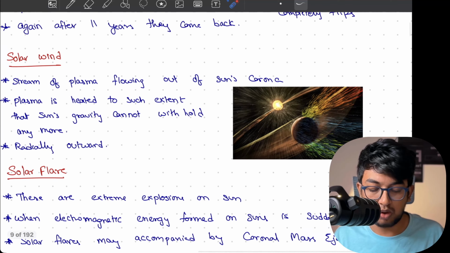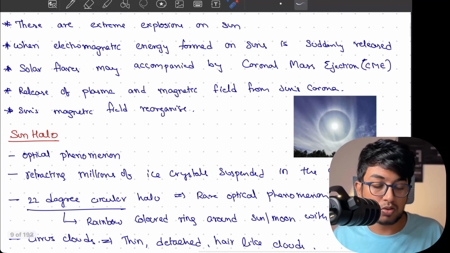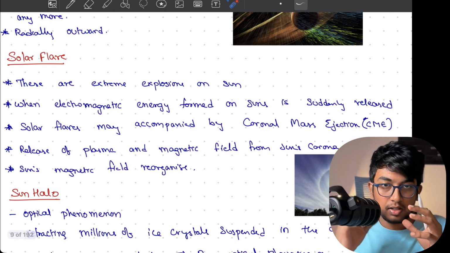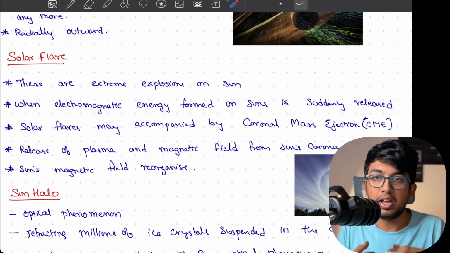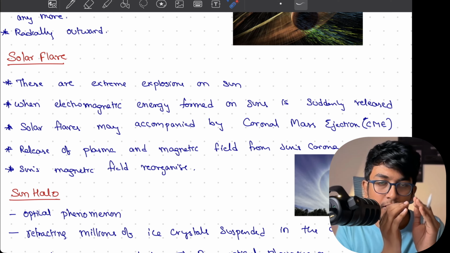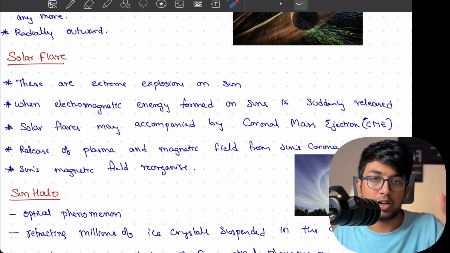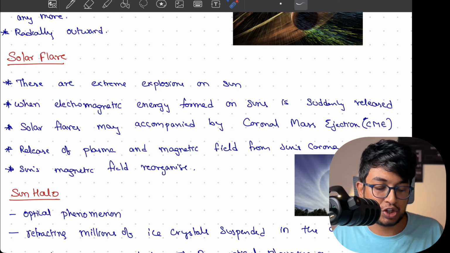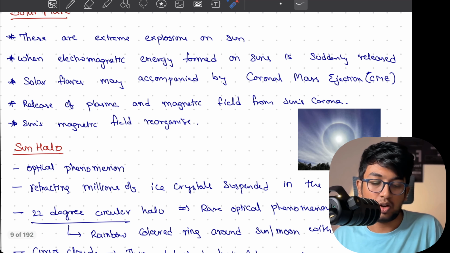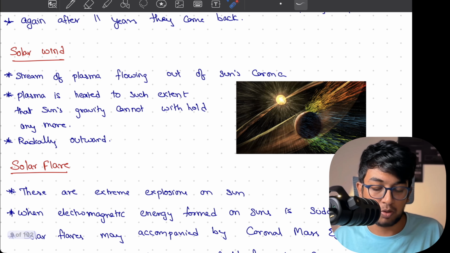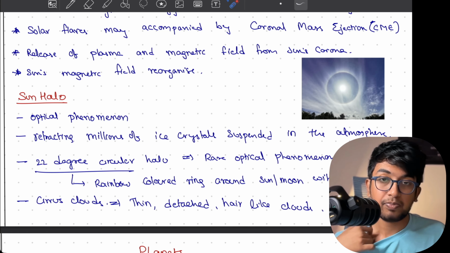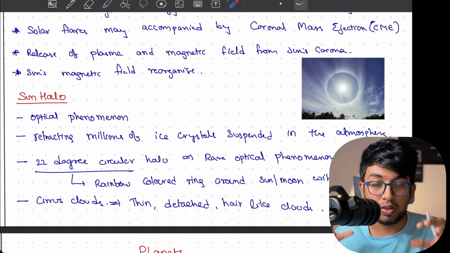Solar flares, as I told you here, will also accompany these solar ejections, whatever the ejection of electromagnetic energy is. Then the solar flare will be accompanied, and that starts from the corona, so it is called coronal mass ejection. So the plasma we were talking about in the solar wind, this plasma and magnetic field from the sun's corona will affect the solar flare.